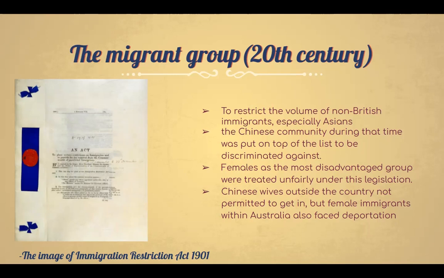Initially, for the first 2 years of the law, wives were allowed to enter Australia as dependents along with their husbands. However, in 1905, this provision was also repealed. Not only were Chinese wives outside the country not permitted to get in, but female immigrants within Australia also faced deportation. File copies of the application for entry and the refusal to exempt women from the government will also be publicly displayed here. Discriminatory measures under the policy were central to the maintenance of white Australia by excluding Chinese women.